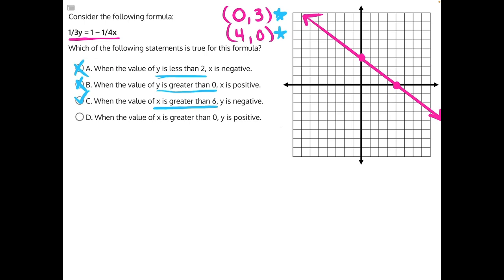for the sake of the video, I'll show you why D is incorrect. D says when the value of x is greater than 0, so here's a line at x equals 0, and greater than is everything to the right, y is positive. This is partially true because these values here all have positive y values. However, once we cross the x-axis here, then all of our y values will become negative into negative infinity, making D incorrect and making C our correct answer.